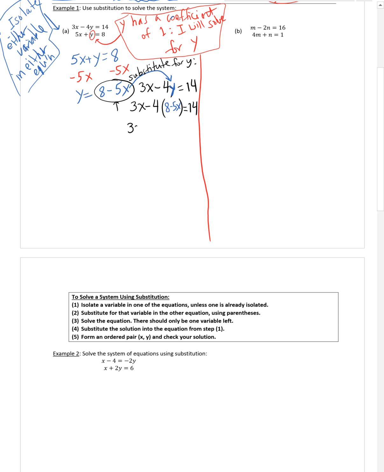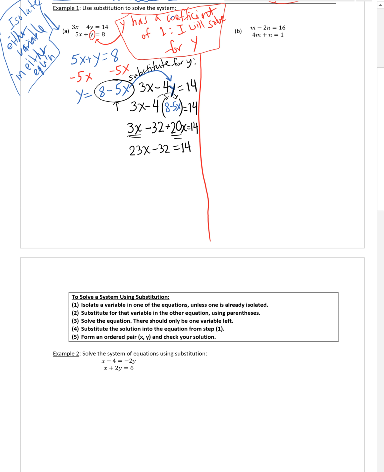I think this one's going to be a little more complicated to simplify. I'm going to have to distribute this negative 4 into the parentheses. Negative 4 times 8 will give me negative 32. And then I have to be careful here because I have a negative 4 times negative 5x. That's positive 20x. And then equal to the same number that was already on the right side, 14. Then I look at what I have, a couple like terms, 3x and 20x. I'm going to combine them to make 23x. And then we have the negative 32 that's also on the left side, equal to 14.